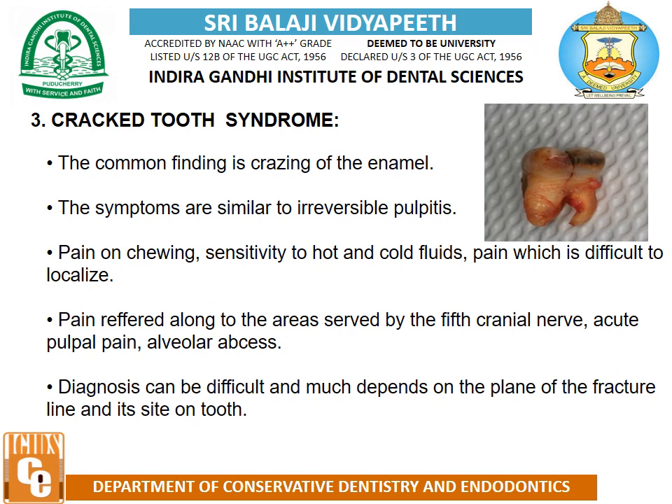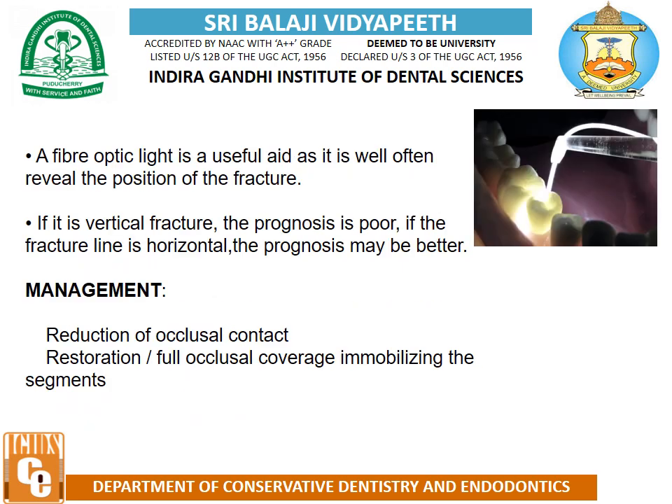Diagnosis can be difficult and much depends on the plane of the fracture line and its site on the tooth. A fiber optic light is a useful aid as it will often reveal the position of the fracture. If it is a vertical fracture, the prognosis is poor. If the fracture line is horizontal, the prognosis may be better. Management. Reduction of occlusal contact, restoration or full occlusal coverage, immobilizing the segments.